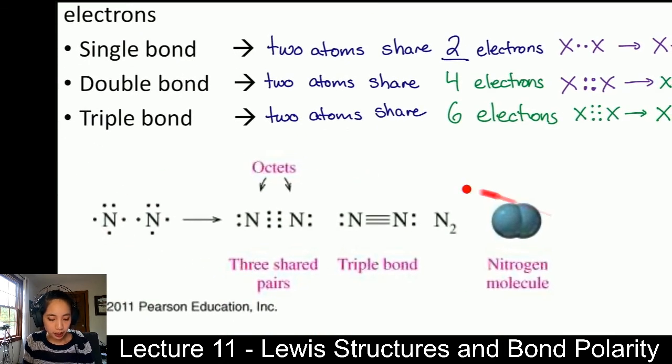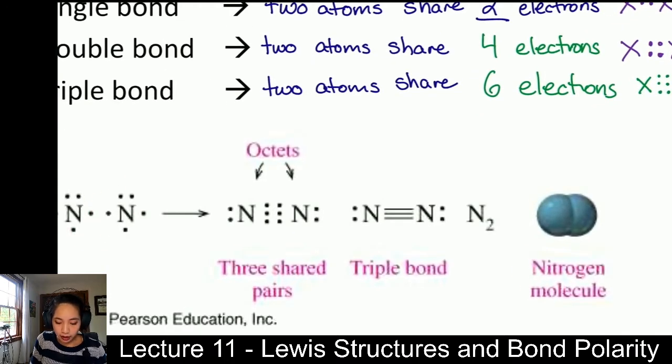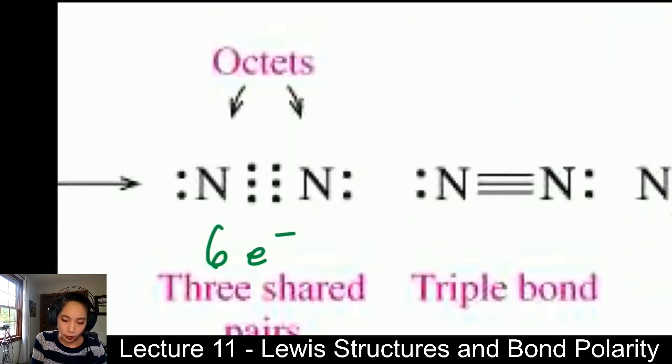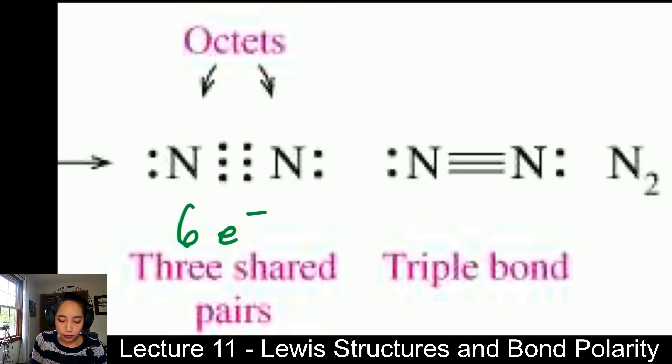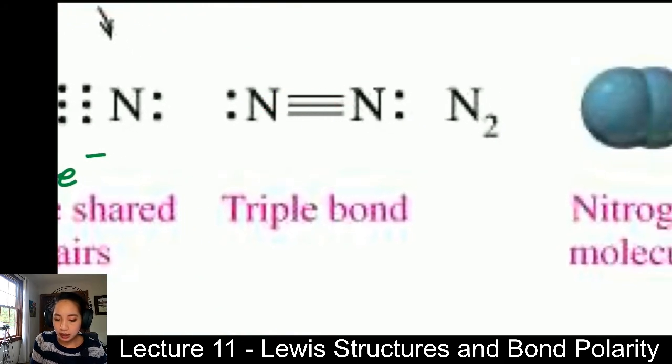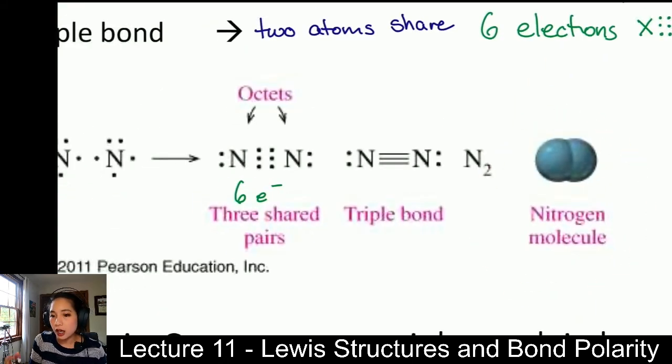Here's another depiction of multiple bonds. Diatomic nitrogen is the nitrogen that makes up the majority of our air. Those two nitrogen atoms actually share 3 pairs of electrons, or 6 electrons total. That's what we have here: 6 electrons total between these two nitrogens. And so 6 electrons will form a triple bond that connects those two nitrogen atoms to form the nitrogen molecule that we have in our air.